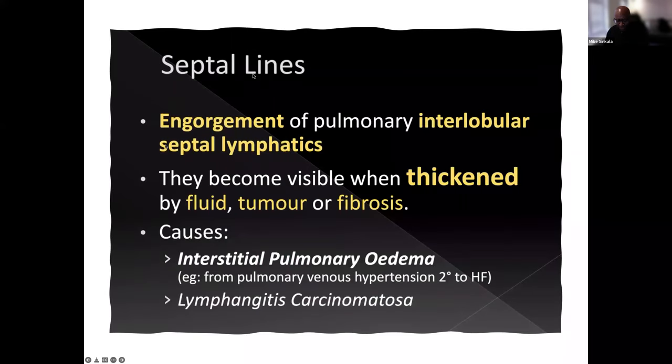The first feature that you see is septal lines. Septal lines are just reticular shadowing that you see in the subpleural spaces.